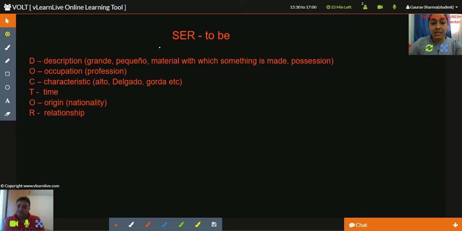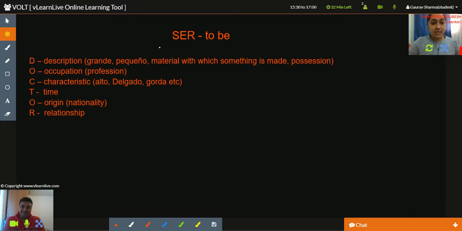So now, these are the uses of the verb ser. I have put it in an abbreviated form so that it's easy for my students to remember and memorize the uses of ser, because it's difficult, especially if you're a beginner, to remember where and when. So if you are an abbreviation kind of a person, you can definitely remember this. I would always recommend this for my students.